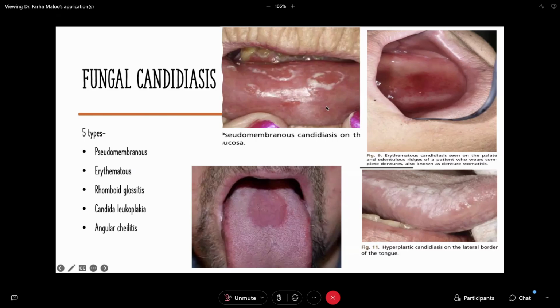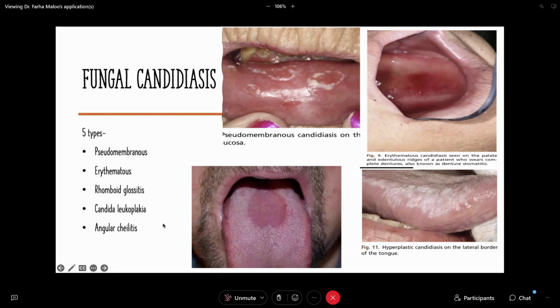The second one is the erythematous form, in which we can see the edentulous ridges of a patient who wears complete dentures, or denture stomatitis. In the erythematous form, there will be hyperplastic plaques seen in the mucosal surfaces which cannot be scraped off. The third type could be rhomboid glossitis, which is a velvety red appearance of the tongue, especially on the dorsal surface of the tongue and even sometimes in the adjacent hard palate.